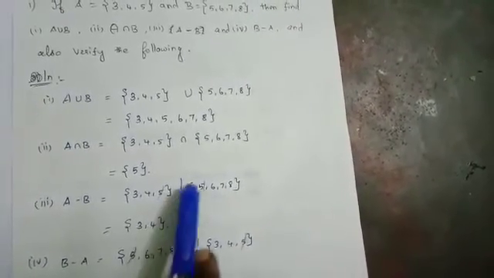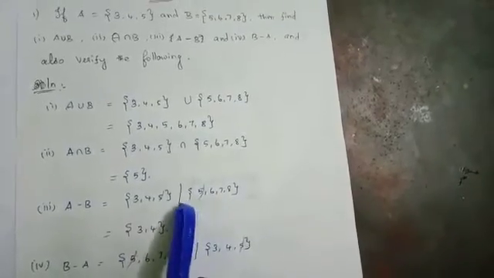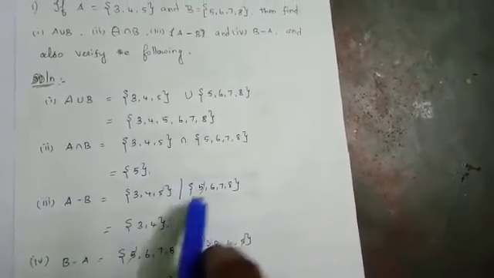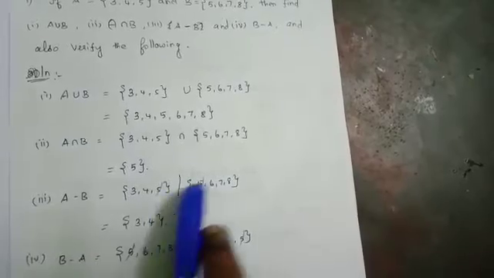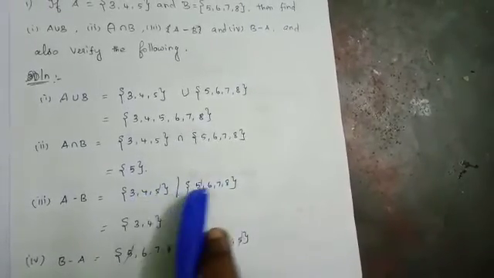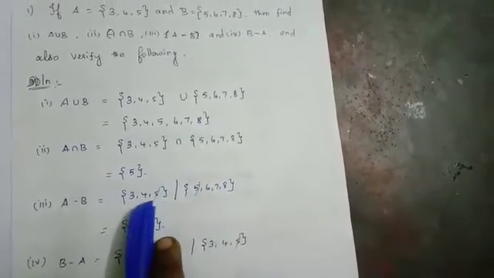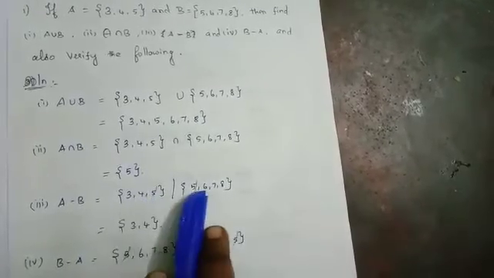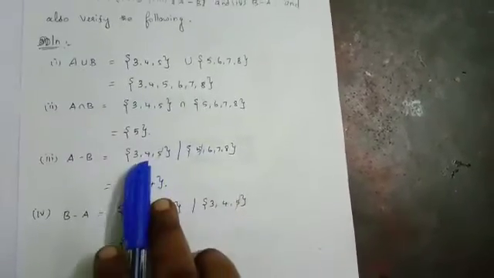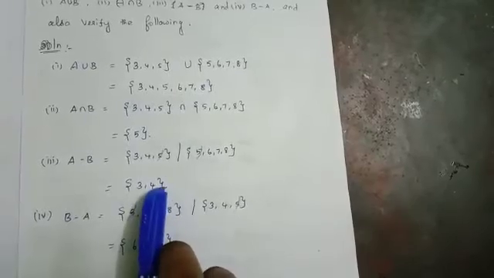A minus B means the difference of the sets. First of all, A set minus, it's a slash, B set. So A minus B means you remove the common term. The first set's remaining terms are the answer. So the common term is 5. You cancel the 5. The first set is left with 3, 4. So this is the answer.